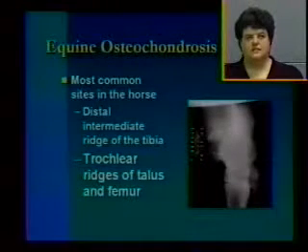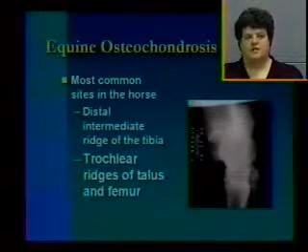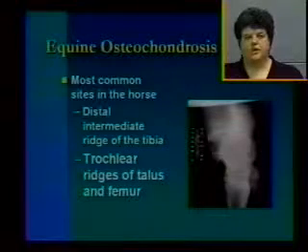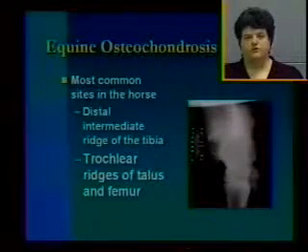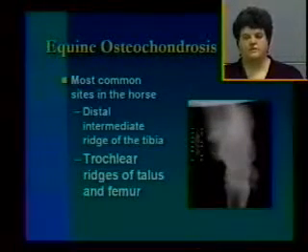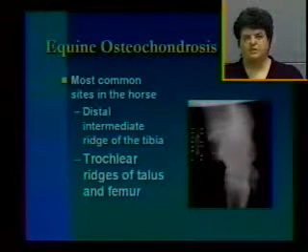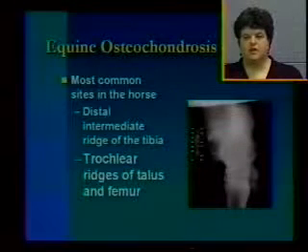Equine osteochondrosis, the common sites I've listed here for you. When you look at your video, look carefully at the circled area. There's a small bony fragment that's originated from the distal intermediate ridge of the tibia. This is a common site.